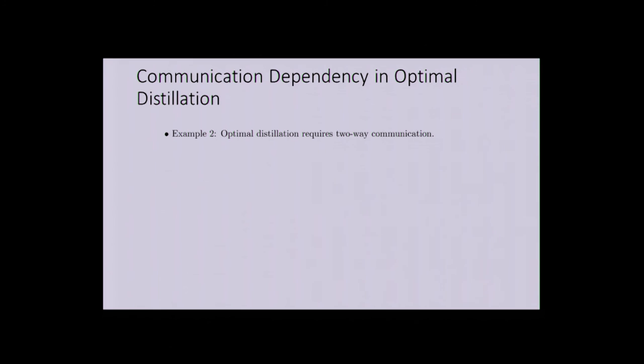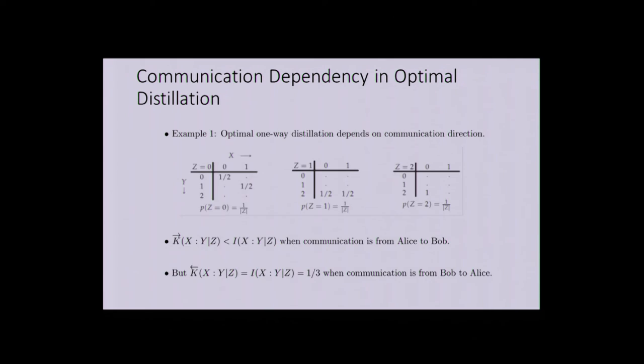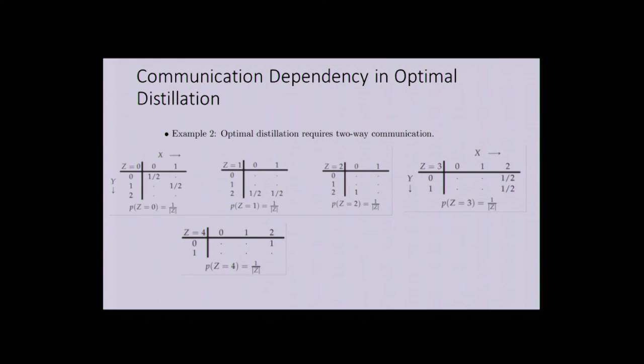Okay, another example then is that there are distributions that require two-way communication to attain the conditional mutual information. And this is essentially an extension of the previous example, except what we do is we add a few more terms for Eve, and then we just permute it. So now Eve's range is 5, and we switched it. So here for 3, we just swapped Alice and Bob's one variable. And for 2 and 4, we swapped, again, Alice and Bob's one variable. So you can run the same argument, and then you can show that the one-way rates are less than the two-way rates.